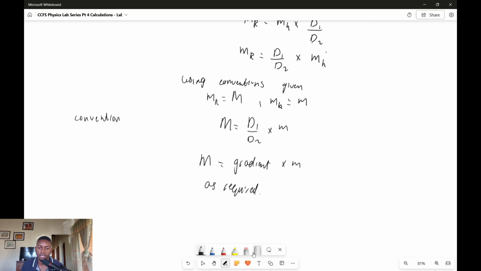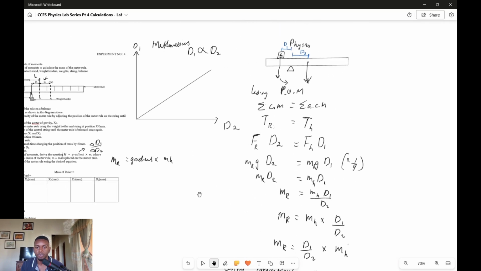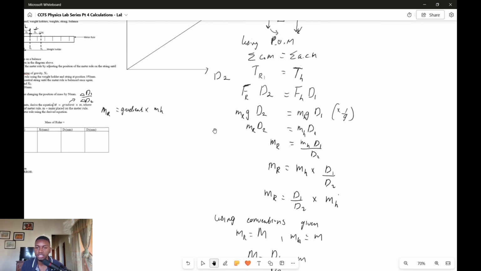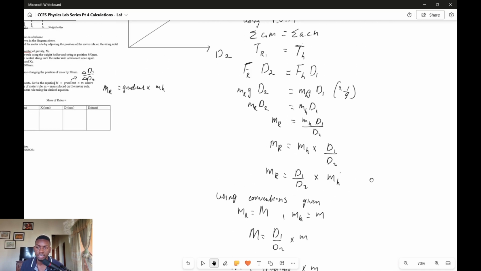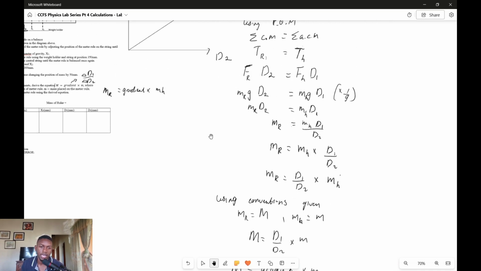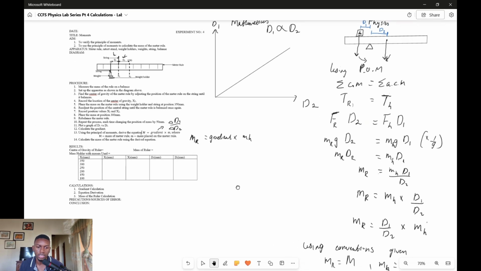That is your derivation for this. So this one was definitely a little bit more challenging. But all we truly needed to do is take the principle of moments and then come down the road. You could actually shorten this, but I decided to write it out in full because there'll be a few who need to see it in full.